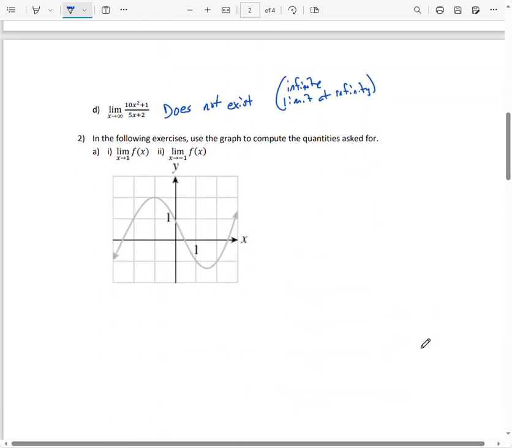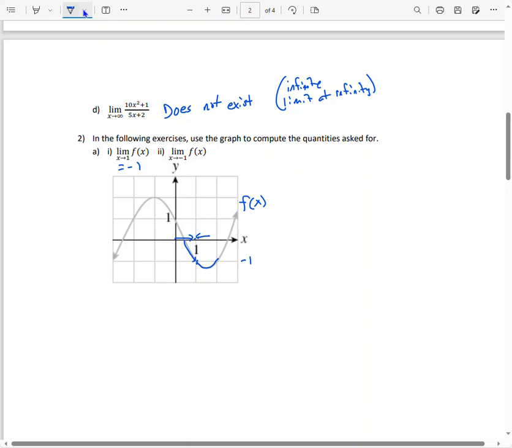Okay, so in the following exercises, use the graph to compute the quantities asked for. Notice it has our scale right here, so every mark is worth 1. The first thing, okay, and here's our function. We're going to assume this is our function f of x given to us. Limit as x approaches 1 of f of x. Here's 1. So my x values are coming in from the left, and my x values are coming in from the right. As I follow this around from the left, I get a value of -1. And as I follow this graph around from the right, as my x values get closer to 1, my y values get closer to -1.